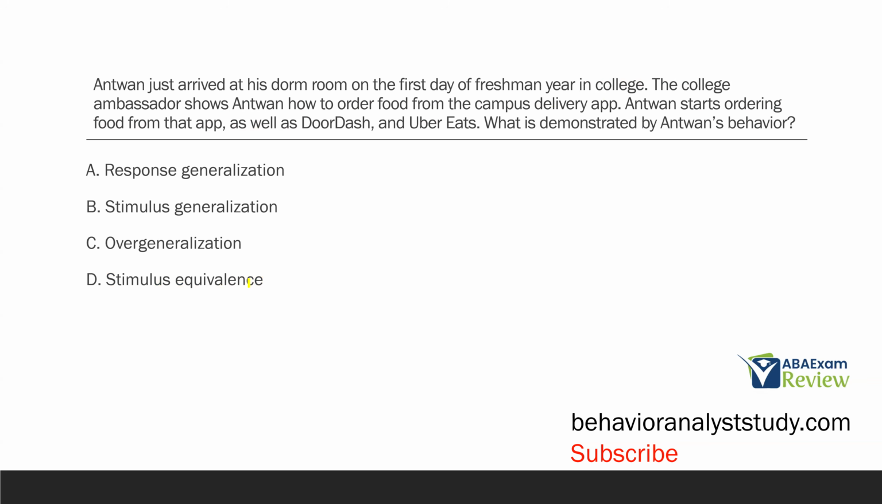Antoine just arrived at his dorm room on the first day of freshman year in college. The college ambassador shows Antoine how to order food from the campus delivery app. Antoine starts ordering food from that app, as well as DoorDash and Uber Eats. What is demonstrated by Antoine's behavior? So we're looking at Antoine's behavior. What is Antoine doing? Well, he learned how to order food on the app, and now he's ordering food from DoorDash, Uber Eats, and the app. So he's generalizing this behavior in some way.